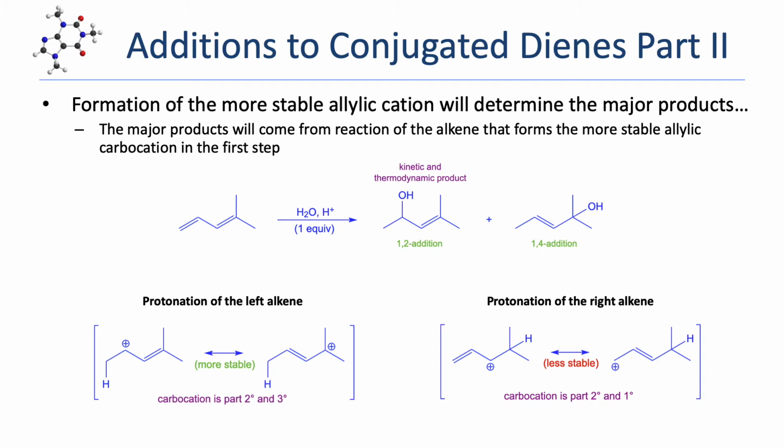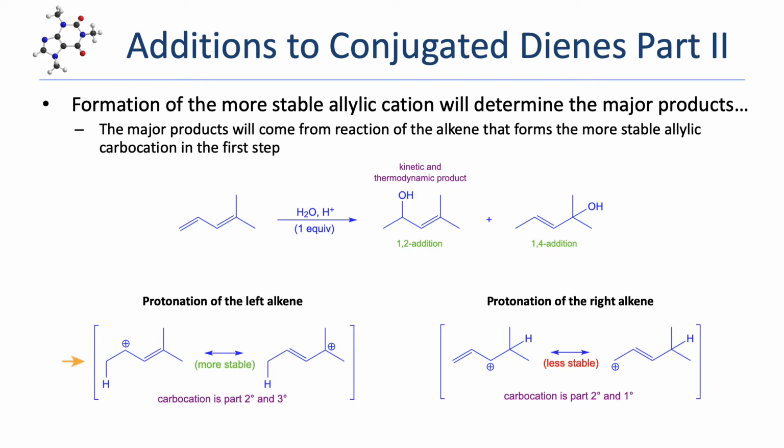In this case, the reaction is going through an acid-catalyzed hydration, but the process would be exactly the same for a hydrohalogenation. In order to figure out which alkene is more likely to protonate, we compare the stabilities of the allylic carbocations that would form from protonating each alkene. Protonation of the alkene on the left would lead to the formation of the allylic carbocation shown here.